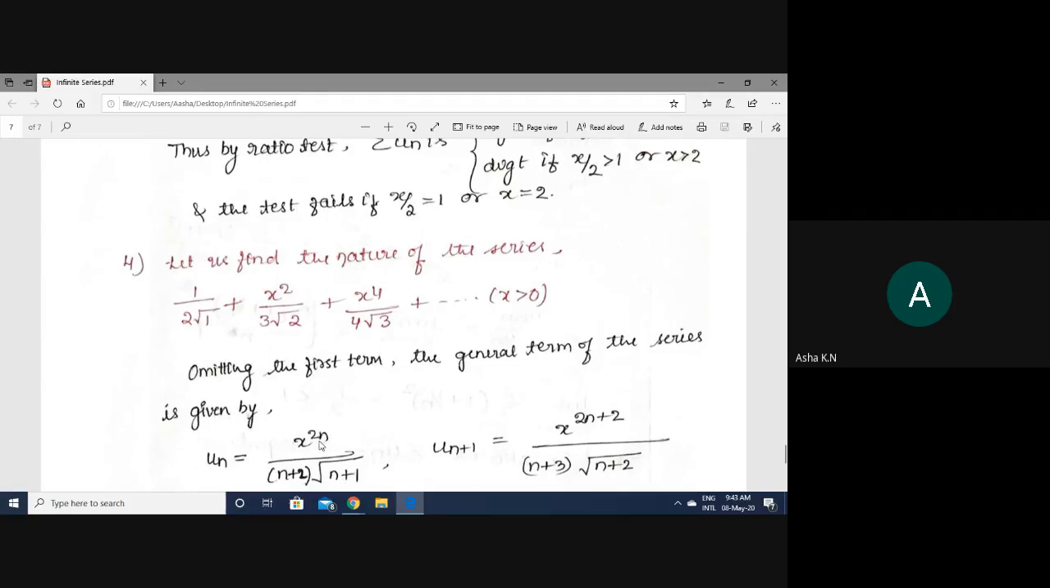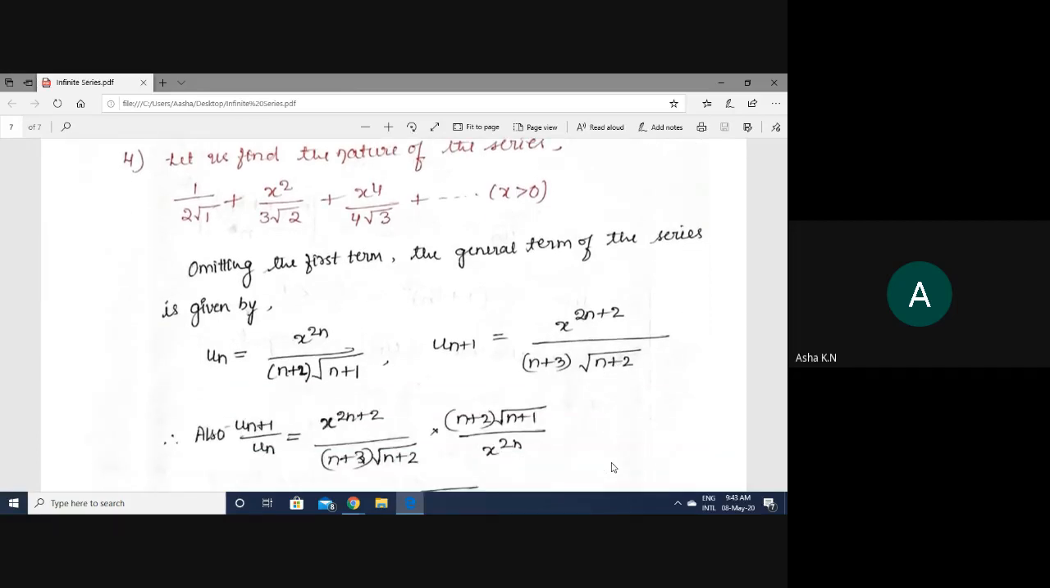Now, after getting un, for finding un plus 1, you just have to replace n by n plus 1. Wherever n is there, you take n plus 1. It becomes x power 2n plus 2, and n plus 1 plus 2 becomes n plus 3, root of n plus 1 plus 1, which is n plus 2. Now take the ratio un plus 1 by un. Un plus 1, I have written as it is, into the reciprocal of un. I have just substituted these two.